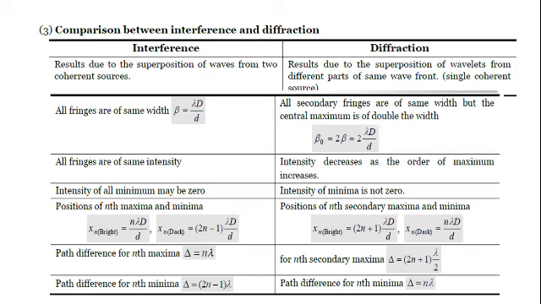So the path difference delta is equal to 2n lambda by 2 for maxima, and here for a secondary maxima, (2n plus 1) lambda by 2. And the path difference for nth minima is delta equal to (2n minus 1) lambda by 2, and here the path difference is n lambda. So it is simply quite opposite to the, what, guys? Interference. Okay, so this is the simple explanation for the comparison of interference and diffraction.